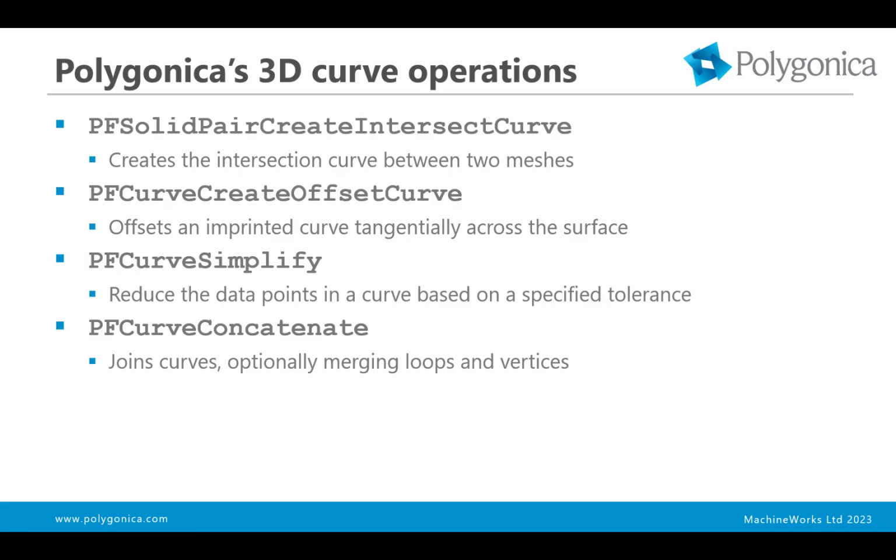There's also PF curve simplify, which is equivalent to the 3D simplify in Polygonica. It reduces the amount of data based on a specified tolerance, so the resulting curve is no further than that tolerance from the original. And PF curve concatenate merges curves together. It can do that very simply just by literally concatenating the arrays, or it can actually merge loops and vertices to reduce the amount of data if you need that.